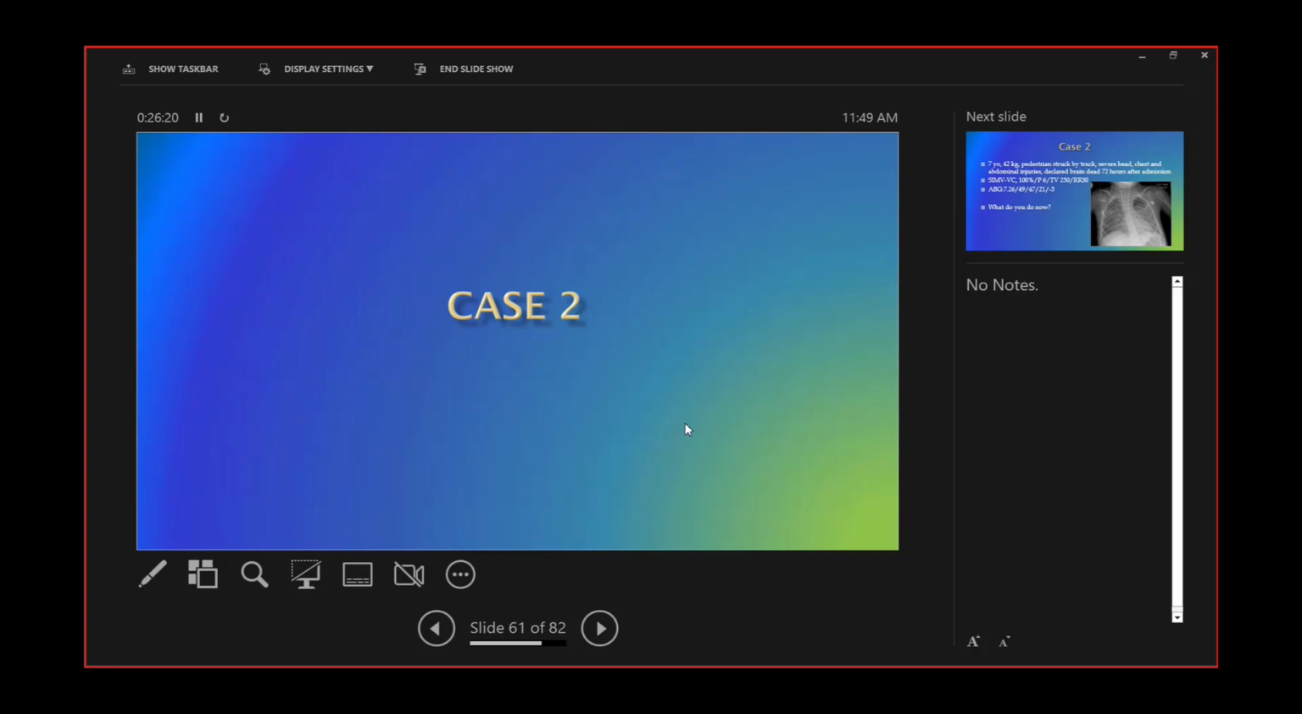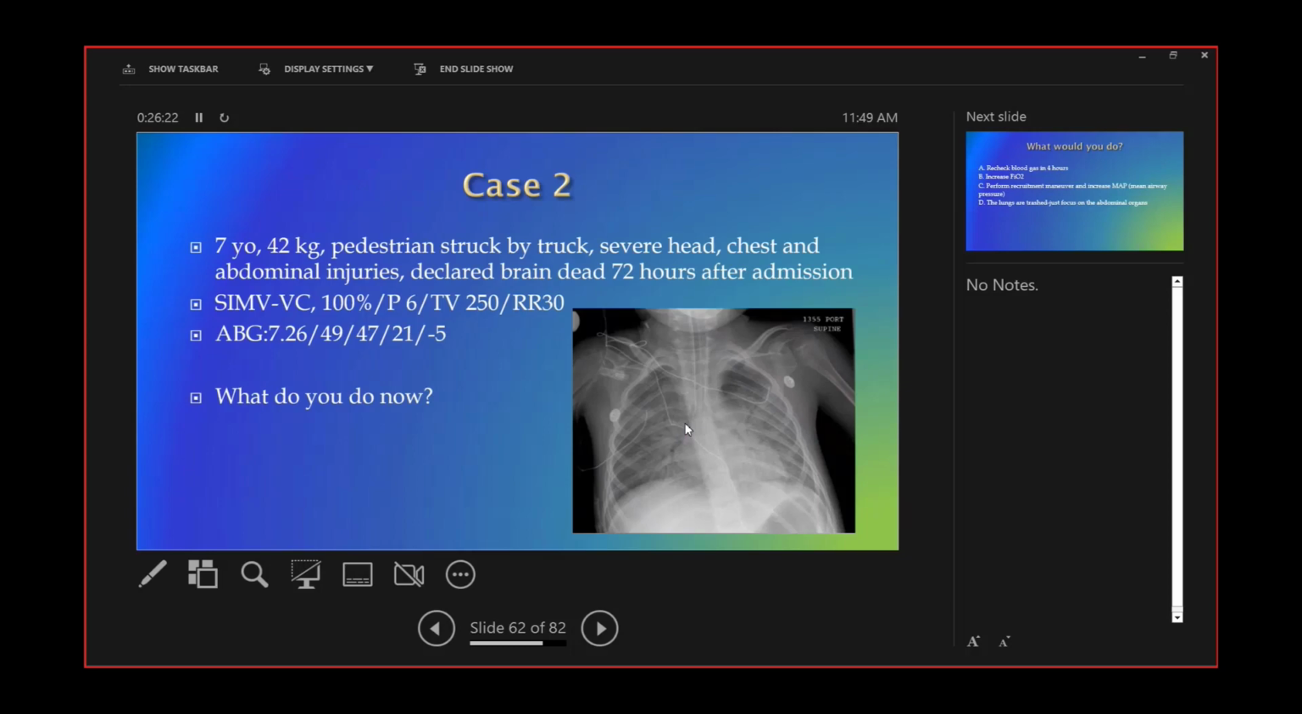Now, that's just what we did. But everybody has to do their own thing. You have to decide how you want to work, and you've got to talk to your own folks. But this is another case. This was a pediatric donor, 7 years old, 42 kilos, struck by a truck, with a bad head injury, chest injury, and abdominal injuries, declared brain dead at 72 hours.